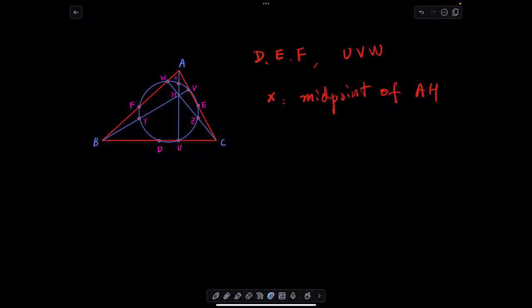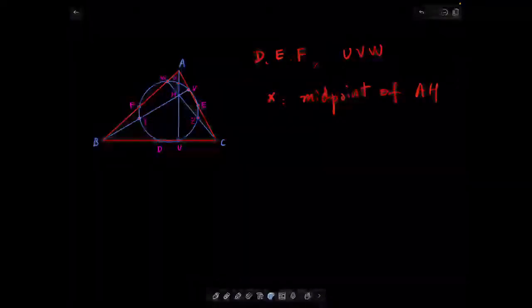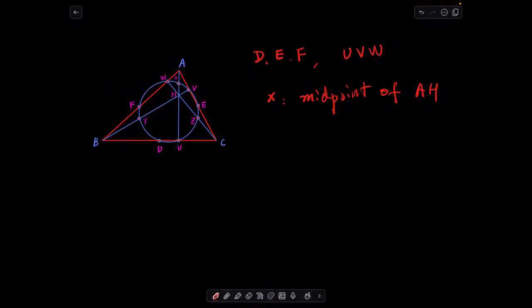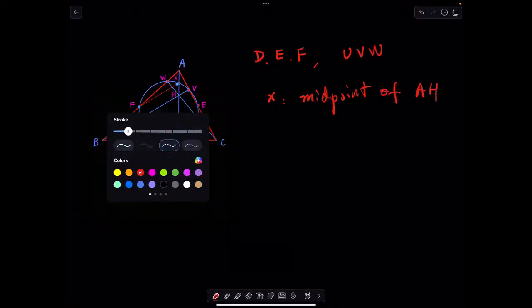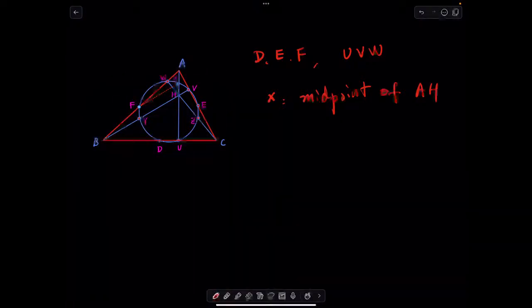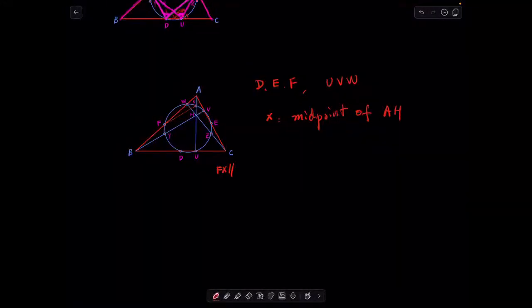So how do we prove that? So again, we're going to use the fundamental property, right? So in order to prove X is a midpoint, imagine if I make a connection here by F and X, right? If we connect the X and this, I'm going to make a dotted line to let it stand out, right? So this one, I claim that FX is parallel to BV.